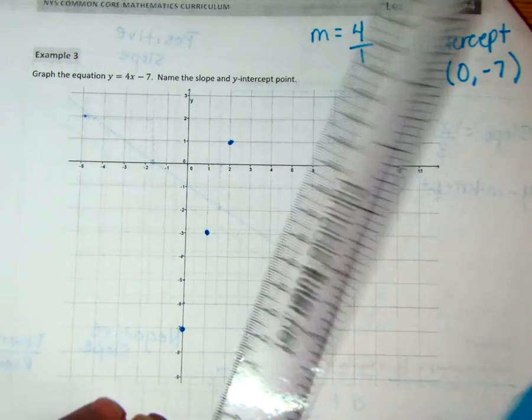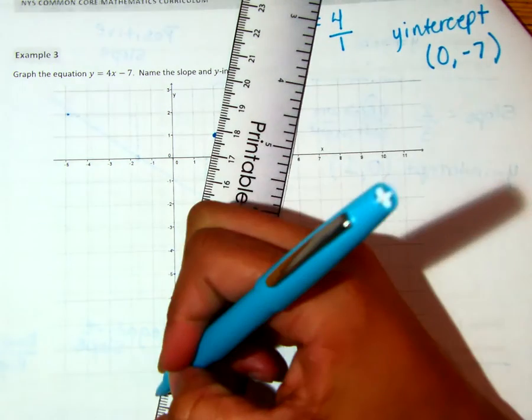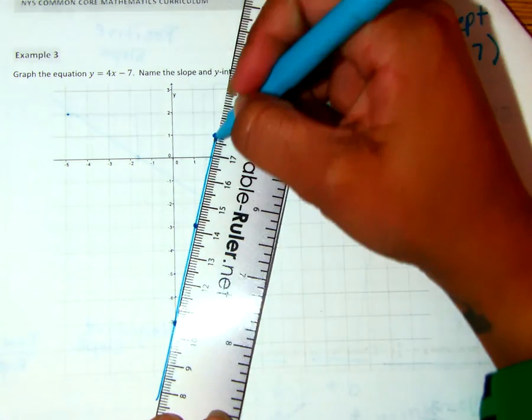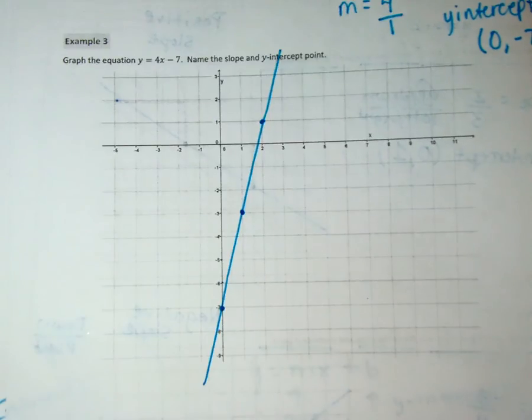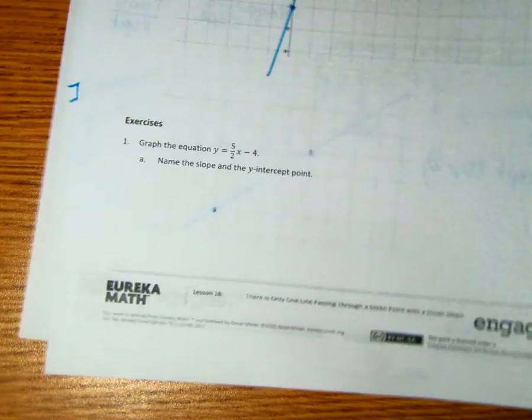I have to double check myself. All right, now I'm going to use a straight edge. Third and final step, you're going to use a straight edge to connect the points. And you have now graphed the equation y equals 4x minus 7. Cool, now we're ready to push into some exercises.